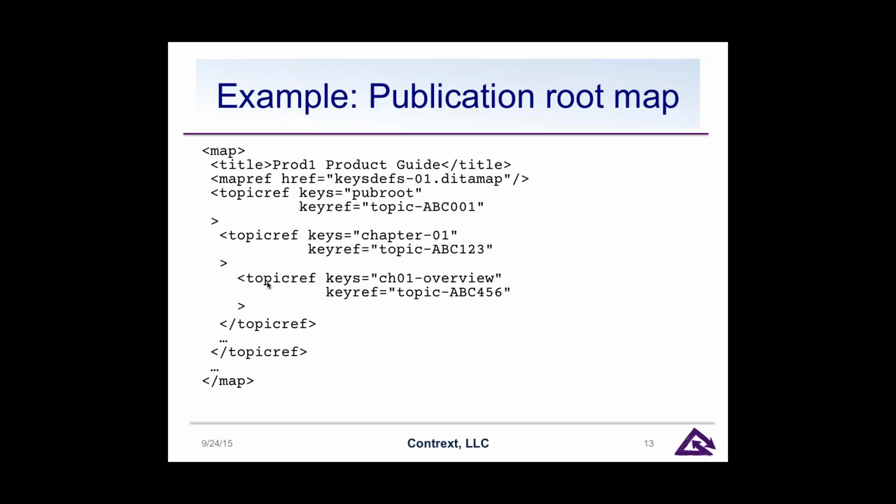So we have navigation location-specific keys on each of these topicrefs. That gives me anchors that I can point to that are meaningful in the context of this publication. And then I have key references to the topics using their resource-only keys, and that avoids having multiple URI references to the same topic file.